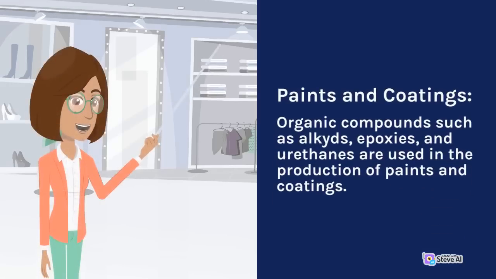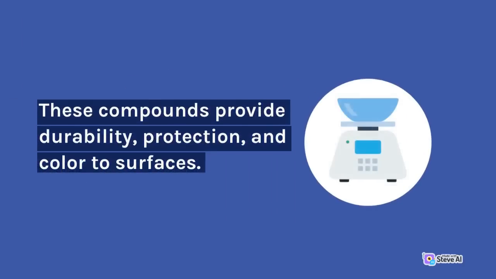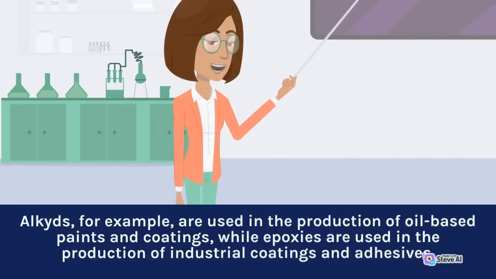Paints and coatings. Organic compounds such as alkyds, epoxies, and urethanes are used in the production of paints and coatings. These compounds provide durability, protection, and color to surfaces. Alkyds, for example, are used in the production of oil-based paints and coatings, while epoxies are used in the production of industrial coatings and adhesives.